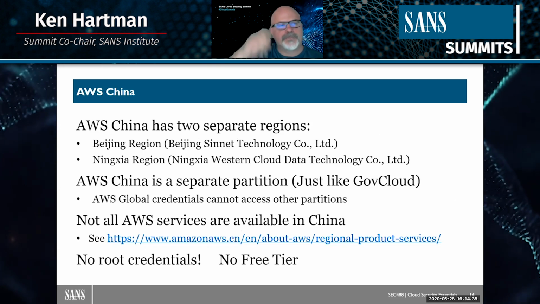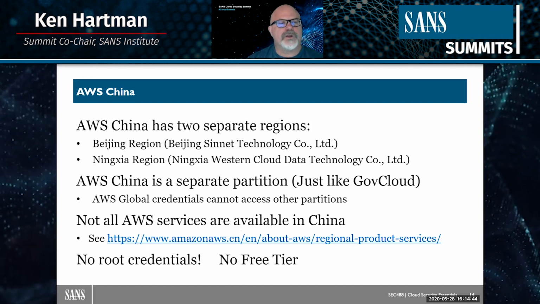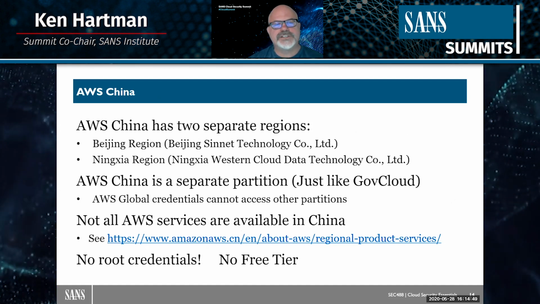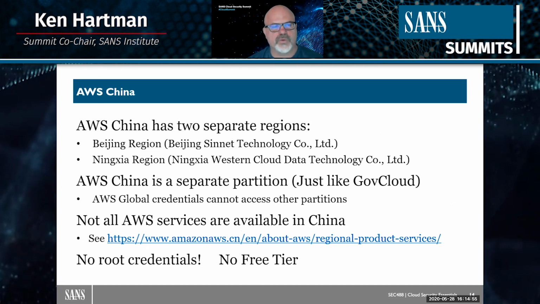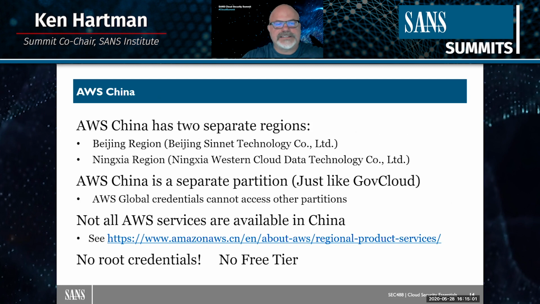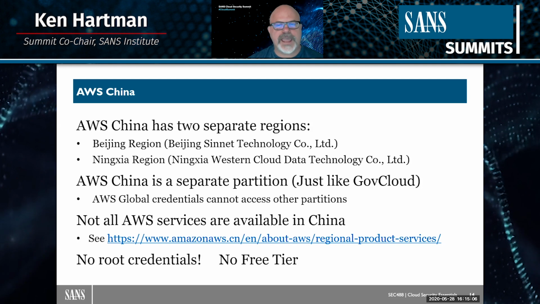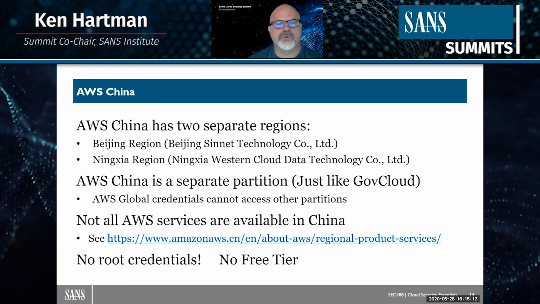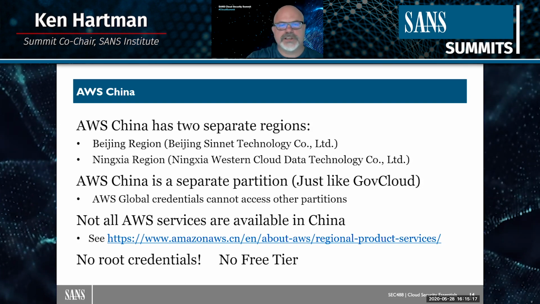Now, in China, AWS has 2 separate regions. There's the Beijing region and the Ningxia region. And each region is hosted by a separate company, which is a joint venture with AWS. And it's operated as a separate partition. So those of you that are familiar with GovCloud, you know that you can't access GovCloud resources using your AWS global credentials. The same way with AWS China. It's an entirely separate partition.